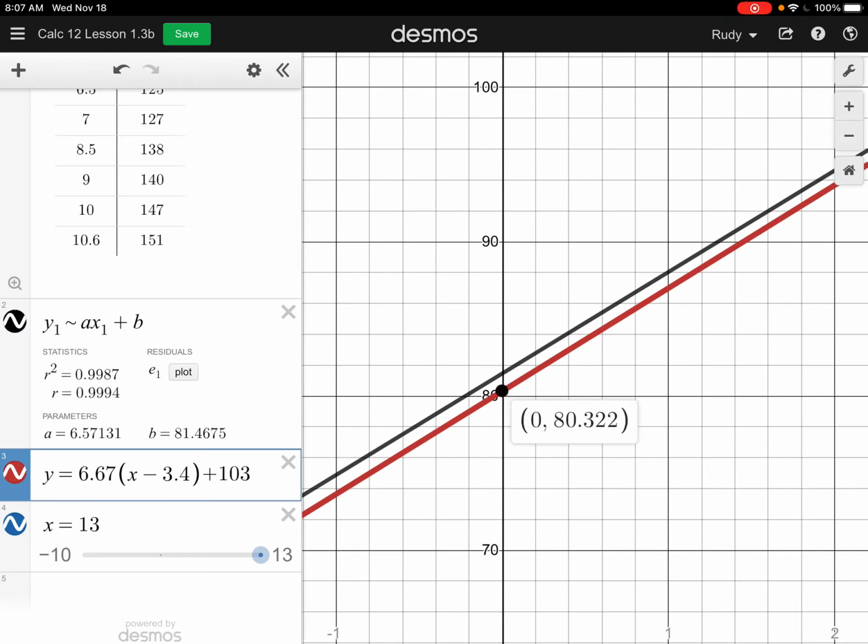Hopefully you realize I didn't really need to look at this graph, because if I look back at my regression equation, that's my y-intercept right there, which I could also find for my point slope model if I distribute 6.67 and collect like terms to find the equivalent y-intercept. They're both around 80 centimeters. And so according to my model, this boy was about 80 centimeters tall when born.